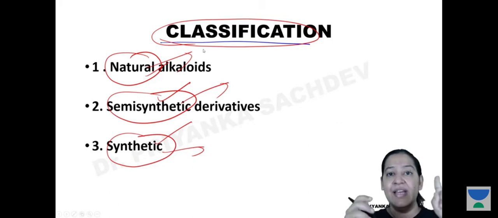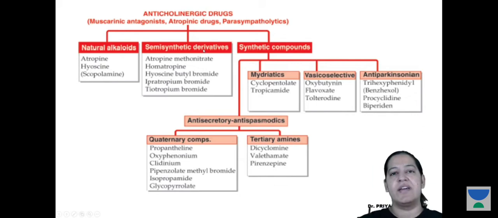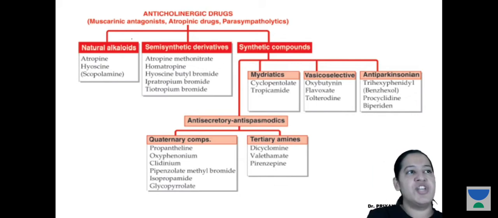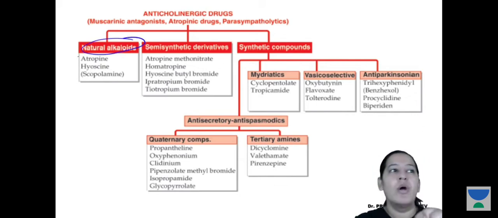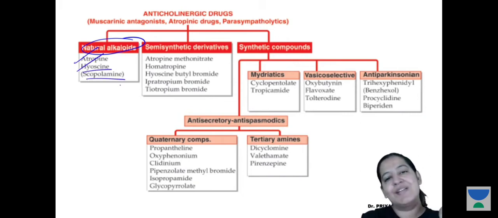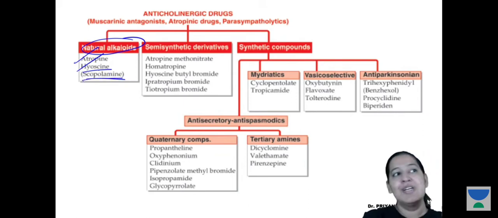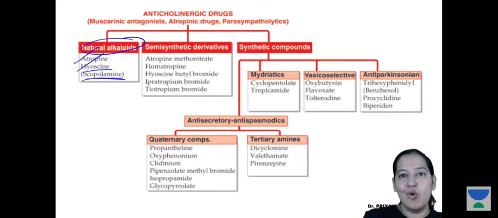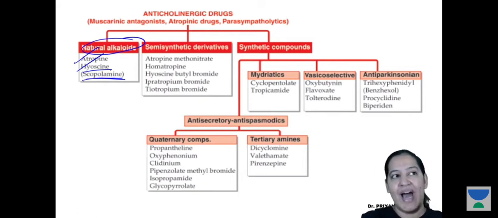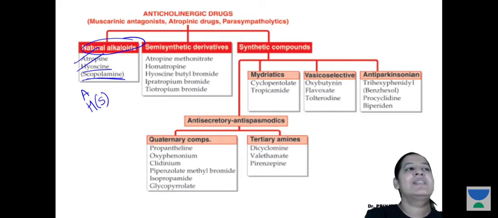Here the category is natural, semi-synthetic, and synthetic. Let me tell you the three categories. So the three categories are in front of you. Let me tell you which among them are natural. Natural are only two, atropine and hyoscine. The another name of hyoscine is scopolamine. Very few students know it. So question coming on scopolamine is same as that of hyoscine. तो हायोसिन का ही दूसरा नाम है scopolamine. Learn it. Only two natural anticholinergic drugs we are having till date. So atropine and hyoscine. Hyoscine also known as scopolamine. Learn it. So these are the natural alkaloids.